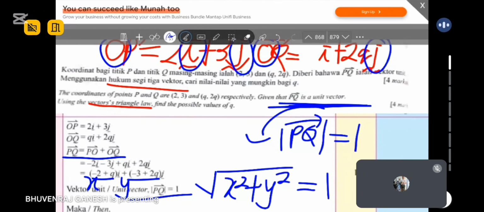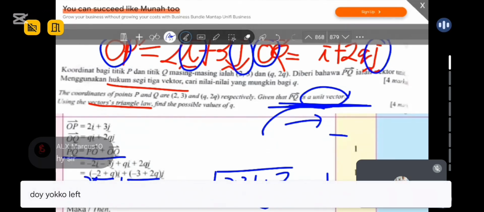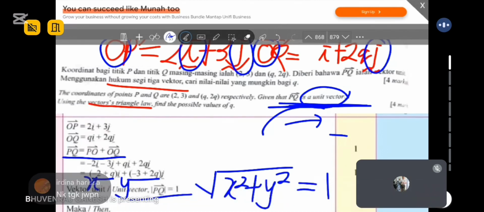Kamu kena faham maksud ni. Selalu bila nampak unit vector, keluar persamaan ni. Okay? Kecuali soalan tanya cari unit vector. Find the unit vector. Then baru kamu guna rumus tu lah yang kamu nyatakan. Okay? Okay, wait guys. Power with root cancel ke?